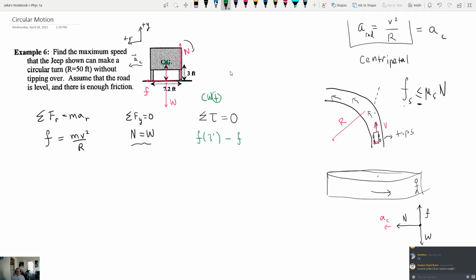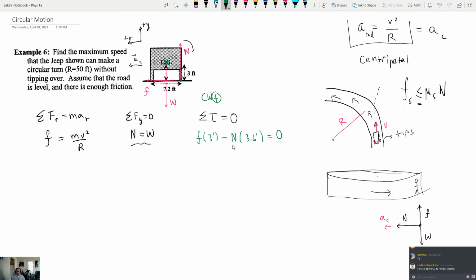I'm sorry. The lever arm for the friction force. Oh yeah, it is 3 feet. And then minus the normal force. And now we need the lever arm for that one, which is going to be half this distance. So 3.6 feet. And now we can get a relationship.